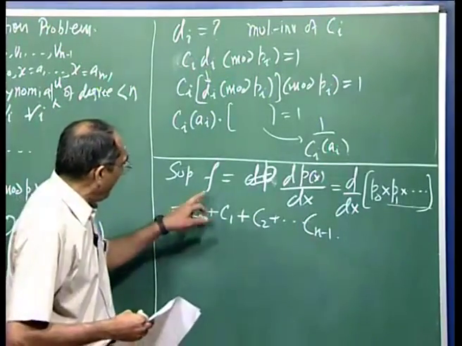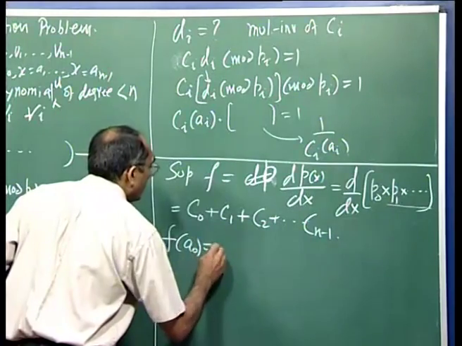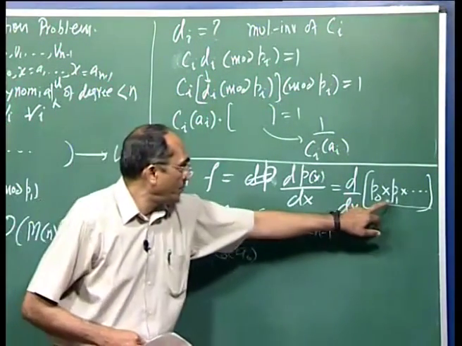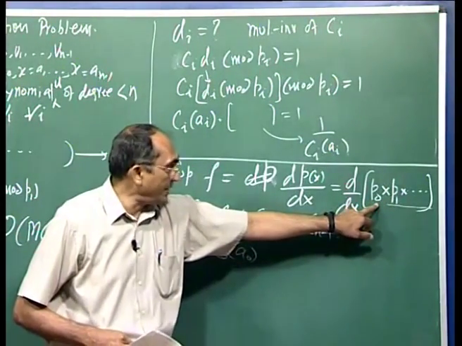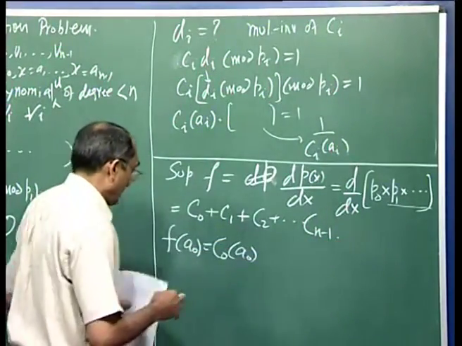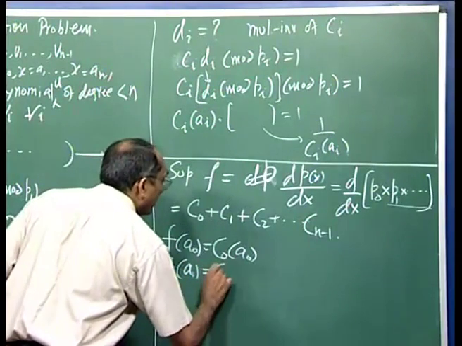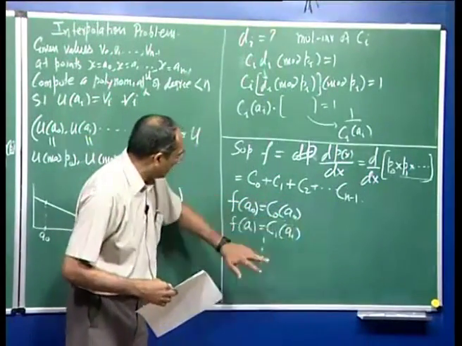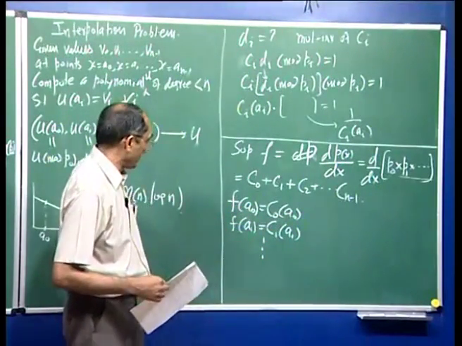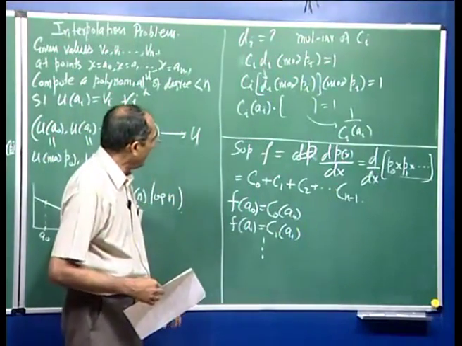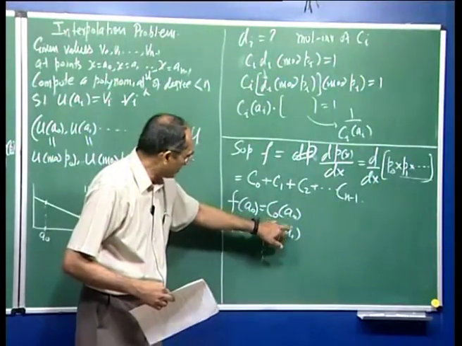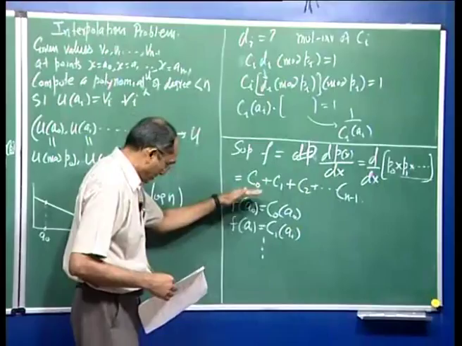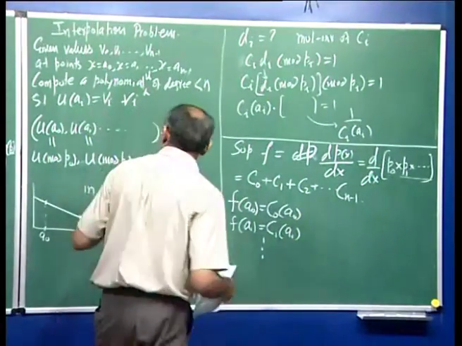Now, when you evaluate f at A0, f at A0 is nothing but C0 at A0. C1 has P0 in it, and at A0 it vanishes. Hence, all these terms will vanish. Similarly, f of A1 is nothing but C1 at A1. So, to compute C0 at A0, C1 at A1 and so on, all I need to do is evaluate f at all these n points and then take their reciprocals, and then I am going to get my di's. Then I am going to go ahead and compute all ui's.